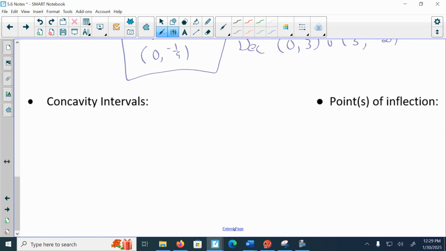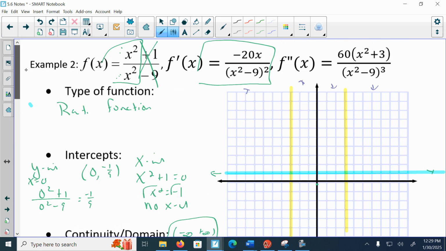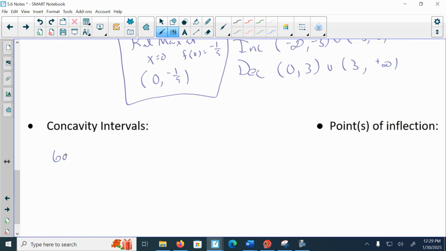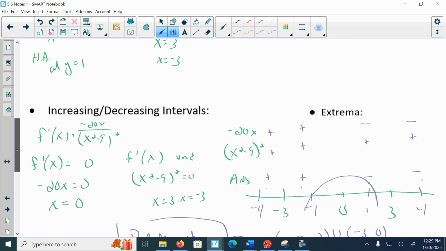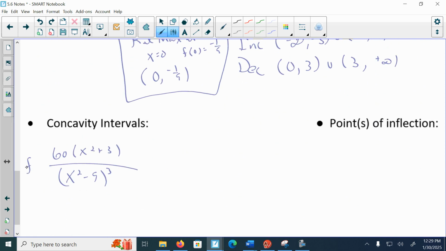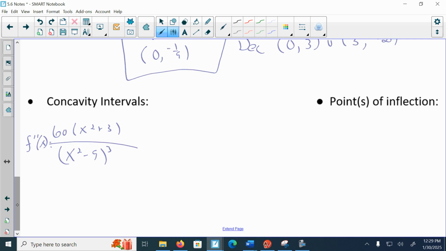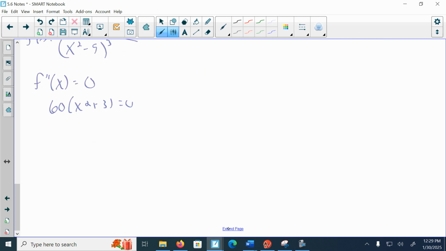Then it says concavity intervals, and it nicely gave me my second derivative. Oh my gosh, that's 60 times x squared plus 3 over x squared minus 9 raised to the third power. So to find my concavity, I'm going to find out where my second derivative is equal to 0. So I take the 60 times x squared plus 3, set that equal to 0. Divide by 60, I get x squared plus 3 is equal to 0. x squared is equal to negative 3. Go to take the square root, and I don't have any zeros.